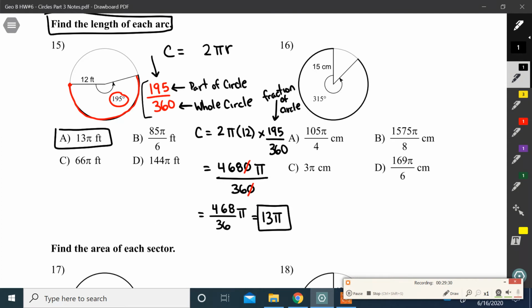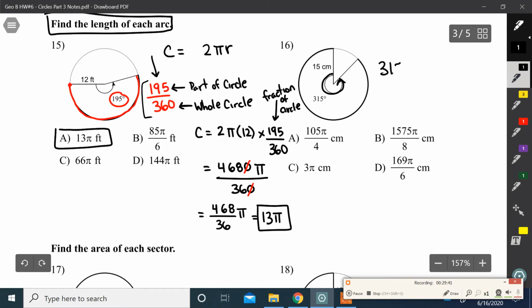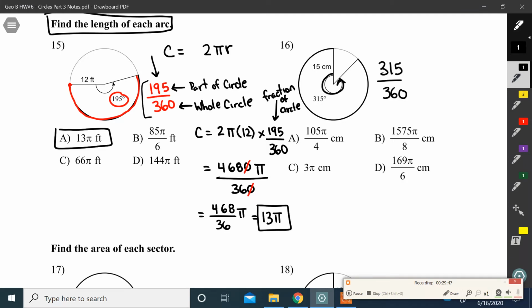So now what you're going to do is number 16 for me. What is the fraction? They're asking you to find the fraction of it. So the fraction is going to be 315 over 360. That's what you're looking for.